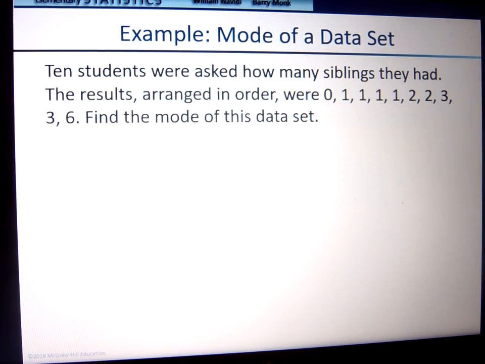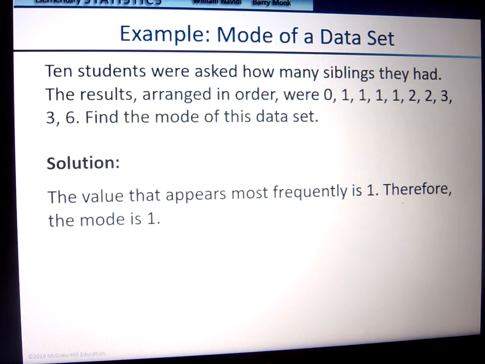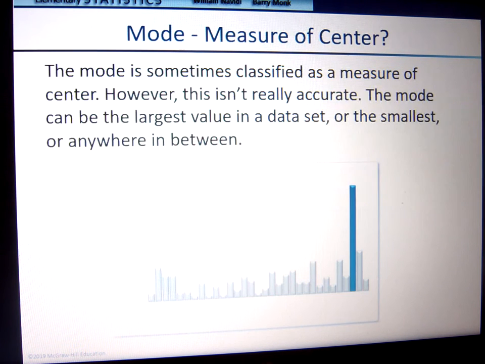All right, students were asked how many siblings they had. The results arranged in order were here. Find the mode of the data set. Well, we see that we have 4 1s, 2 2s, 2 3s, and 1 0 and 1 6. So the mode of the data set would be the one that appears most frequently, so it will be 1. Now the mode is sometimes classified as a measure of center. However, that isn't really accurate, as I mentioned before. The mode can be the largest value in the data set, or the smallest value, or anywhere in between. So notice here, this is where our mode is.